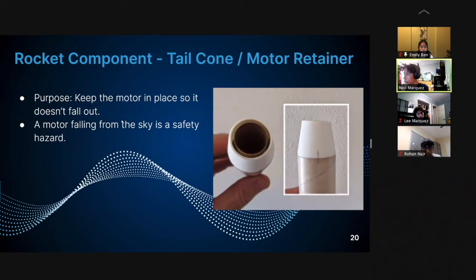And we have a motor mount. This is important because it holds the motor and secures it so the rocket can fly. And if the motor falls out, it's very dangerous. So you don't want that to happen.